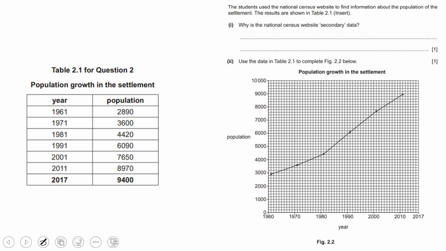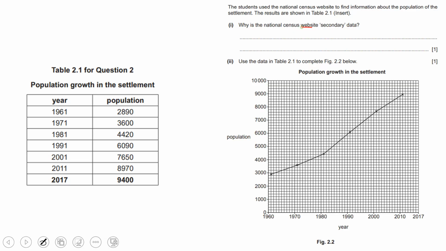Now, the next question here is, they said the students use the national census website to find information about the population of the settlement. Now, the results are shown in table 2.1 insert. Now, why is the national census website a secondary data?